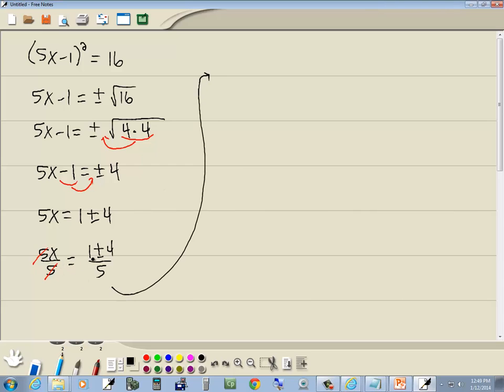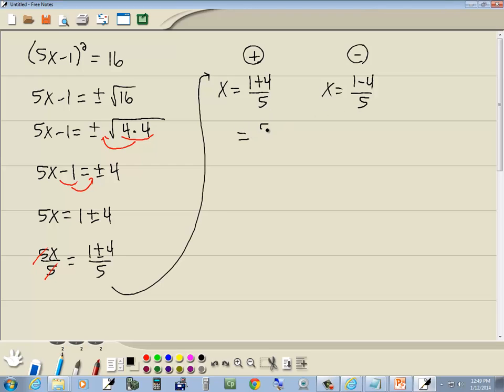Now at this point, if your radicals disappeared completely, it's probably a good idea for you to split them up into two separate pieces, unless you have an i. And then you split them up differently than that. What that plus or minus means is we're going to have x is equal to (1 plus 4) over 5, and we'll have x is equal to (1 minus 4) over 5.